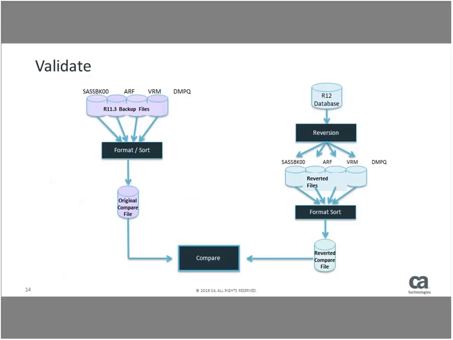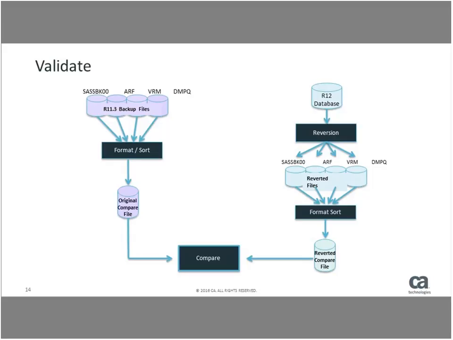Validation is going to, again, take in the same files you used to create the export file: your VK00, your ARF, your VERM, and your dump queue. Those are going to be the same ones, once again, that you used to create the export file. That will go into the program. They'll be formatted, sorted out, and make a compare file.